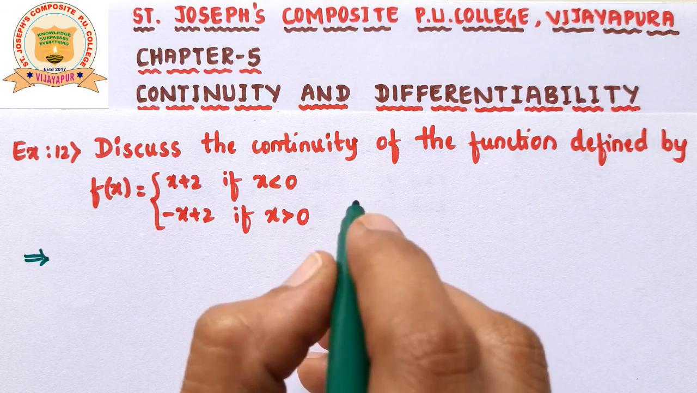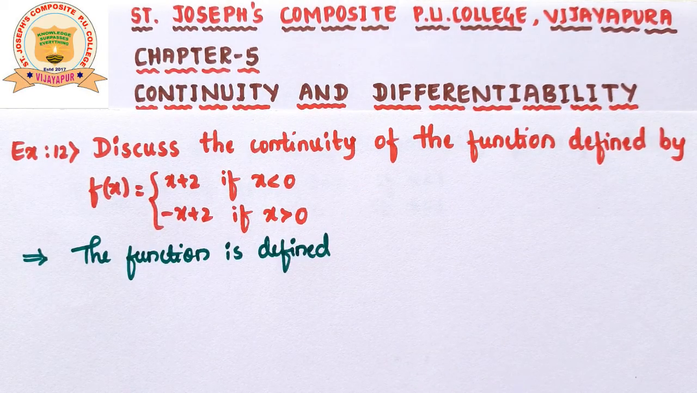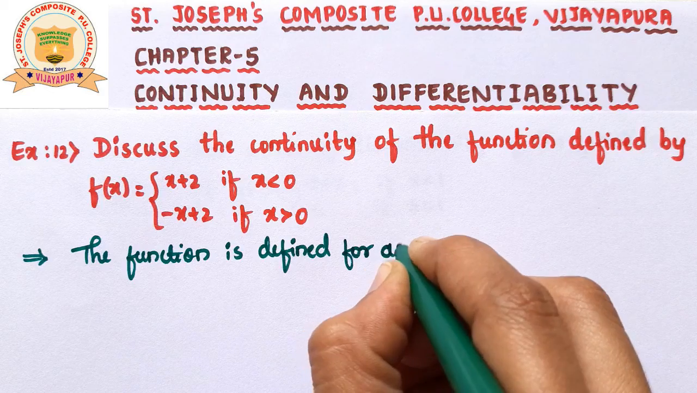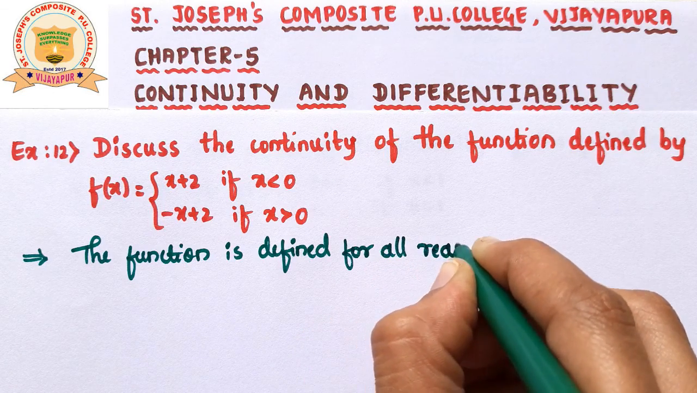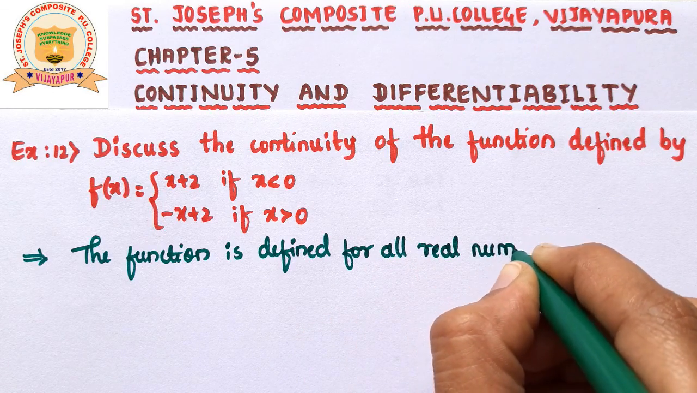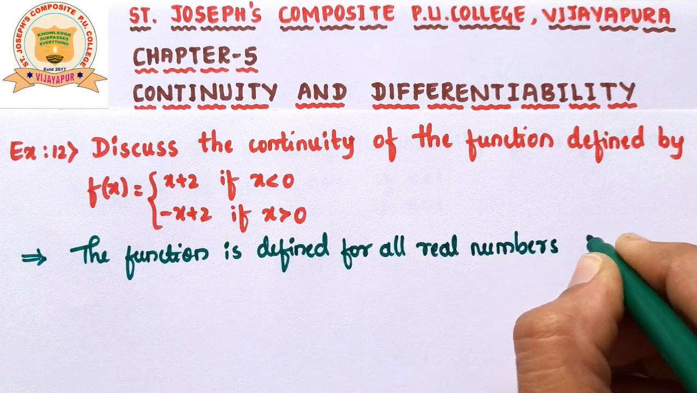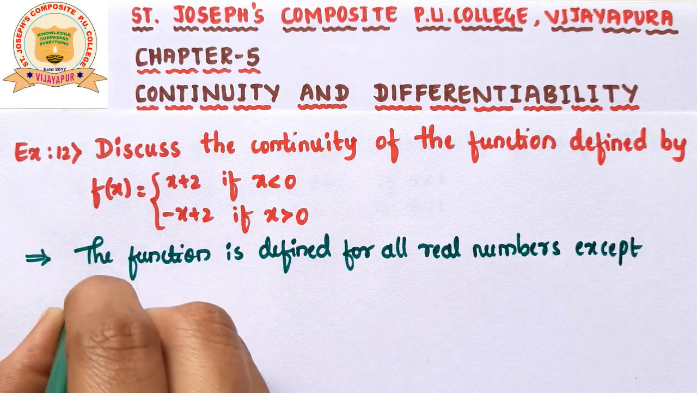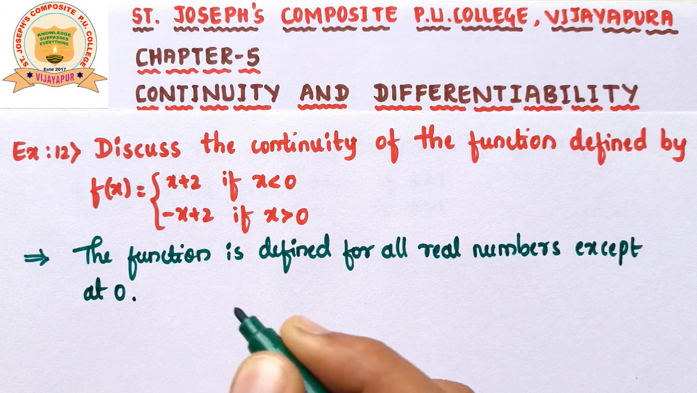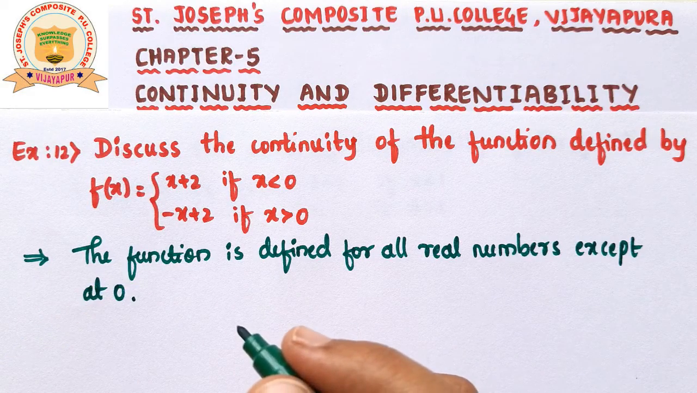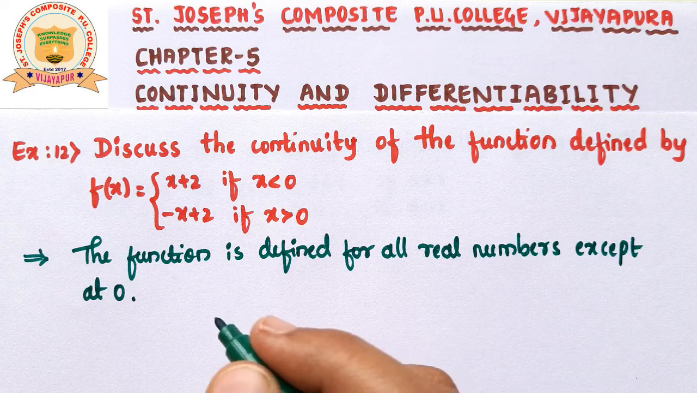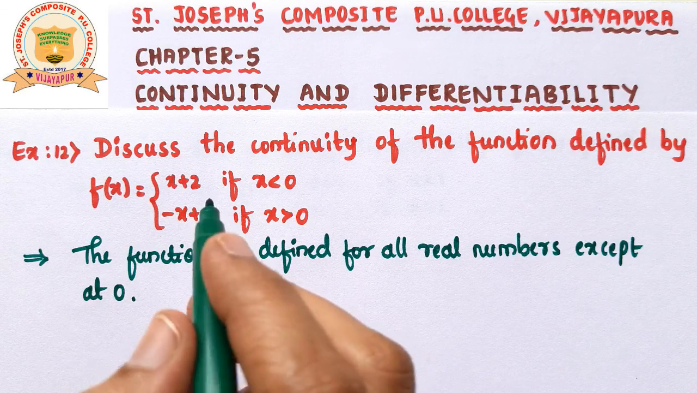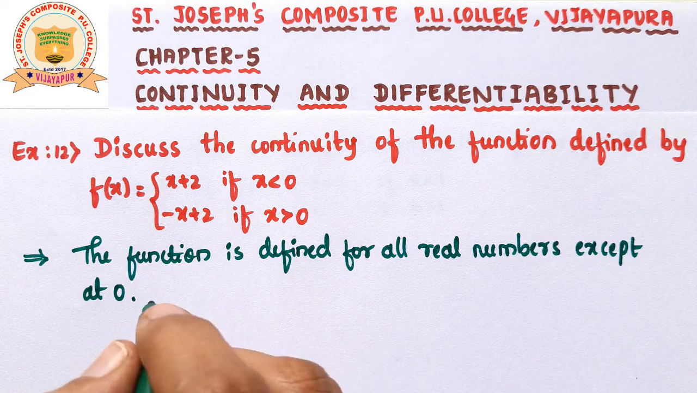So we have to write that. Therefore, the function is defined for all real numbers except at 0. For 0, the function is not defined. So we have to check the continuity of the given function for less than 0 and for greater than 0.